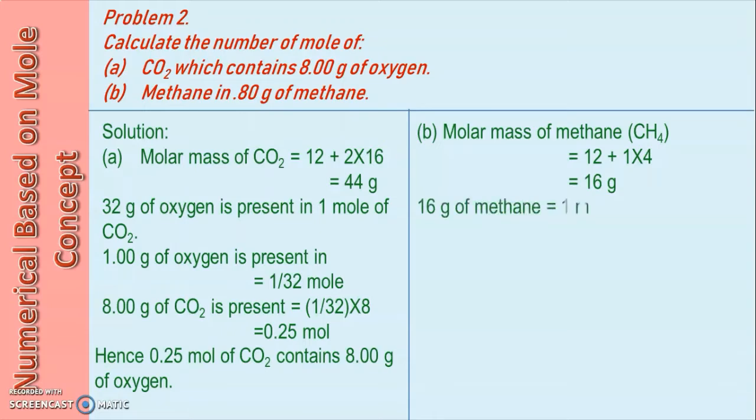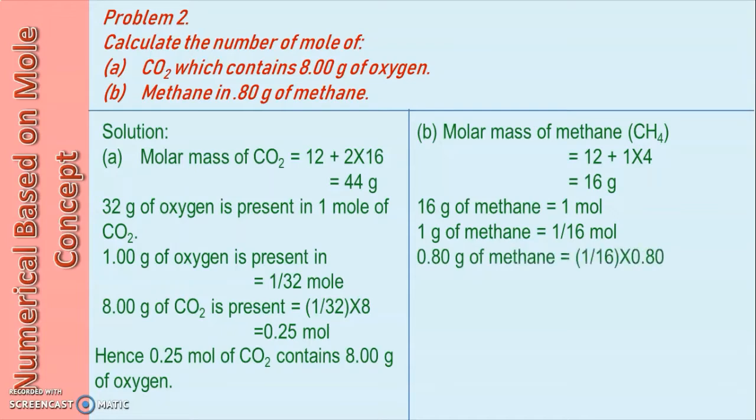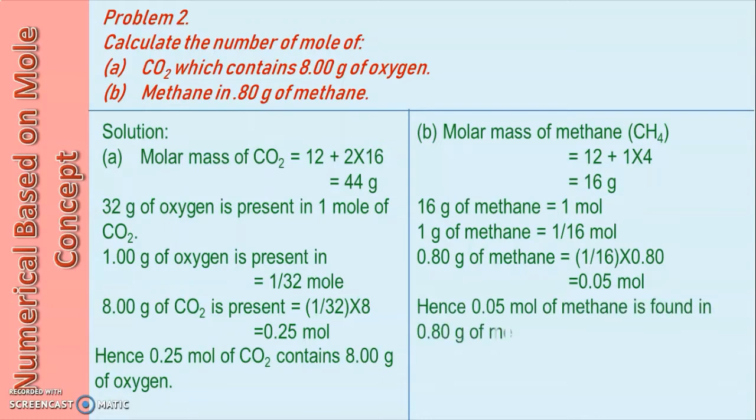So 16 gram of methane is equal to 1 mole of methane. 1 gram of methane is equal to 1 by 16 mole of methane. 0.80 gram of methane will be equal to 1 by 16 into 0.80 mole of methane. If you calculate this one, then you will get 0.05 mole of methane. Hence we can write the answer as 0.05 mole of methane is present in 0.80 gram of methane.